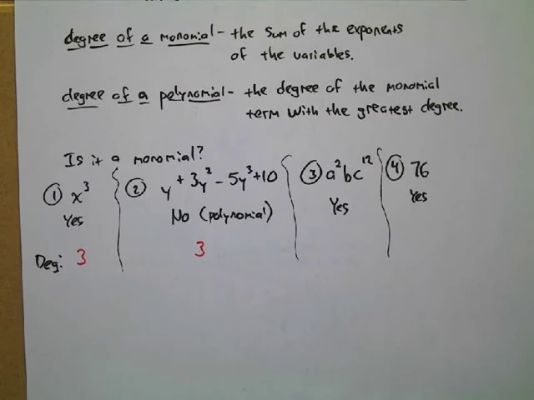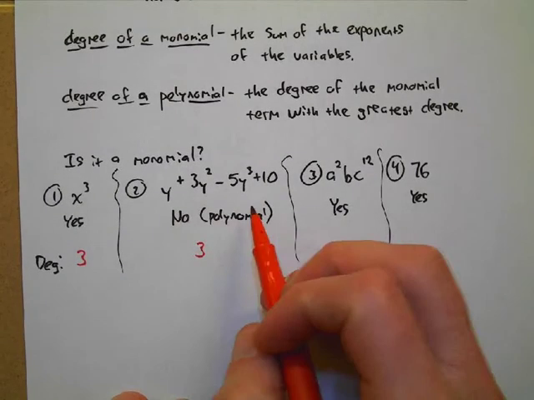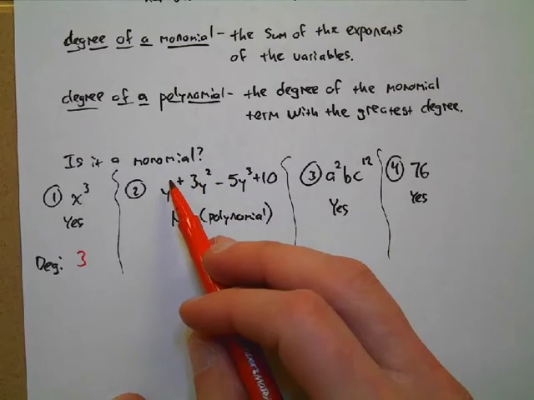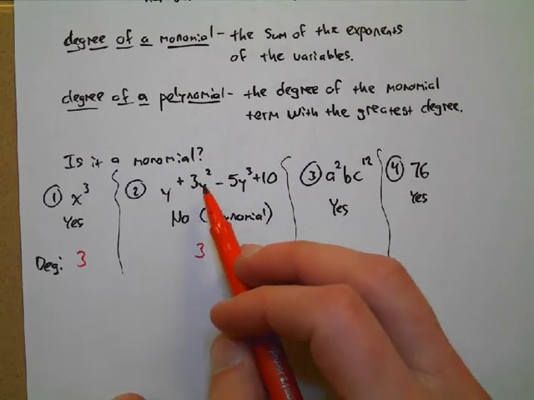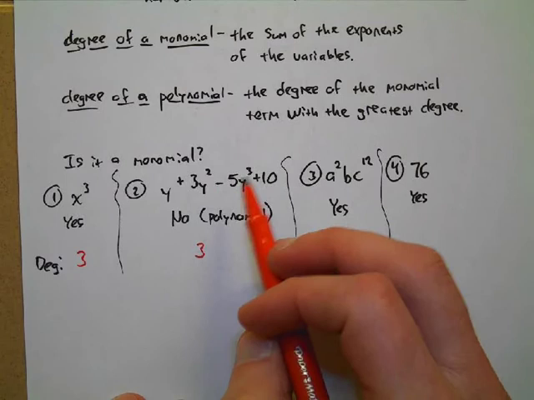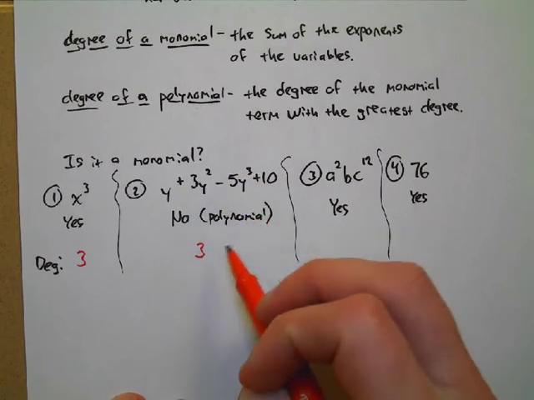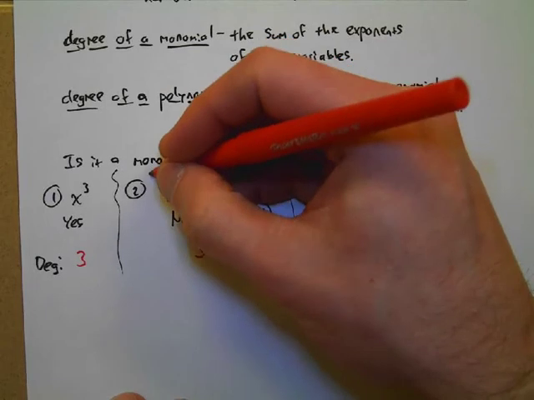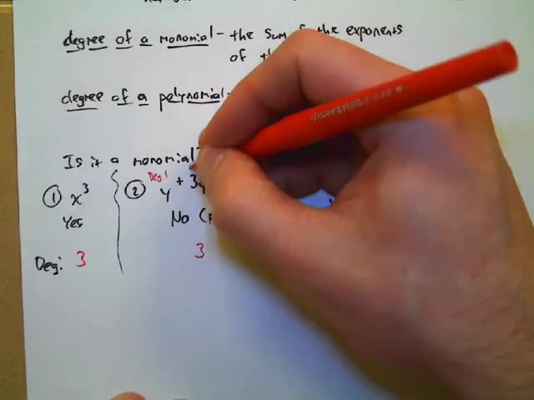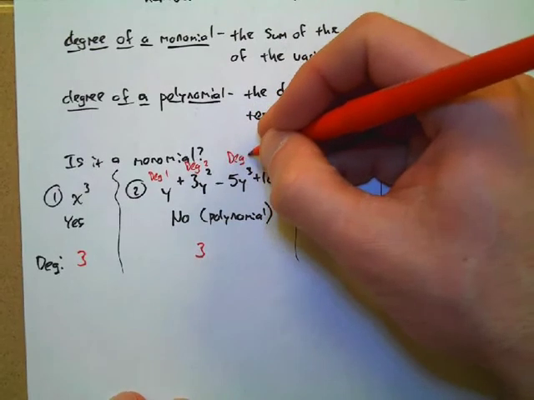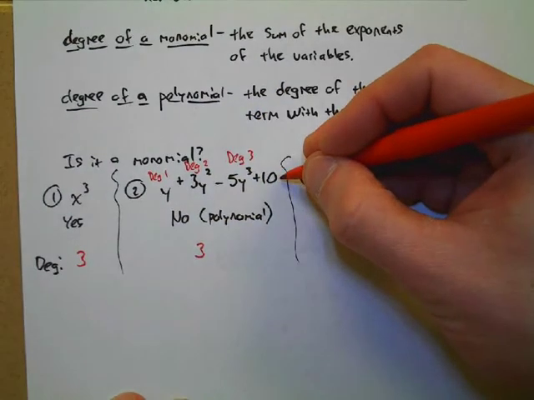This is a polynomial too, so we wouldn't combine these. You don't do 3 plus 2 plus 1. You look at the individual monomials and you see which one has the highest degree. So then 3 is the answer. So this has degree 1. This has degree 2. This has degree 3. This has degree 1, 0, 1.